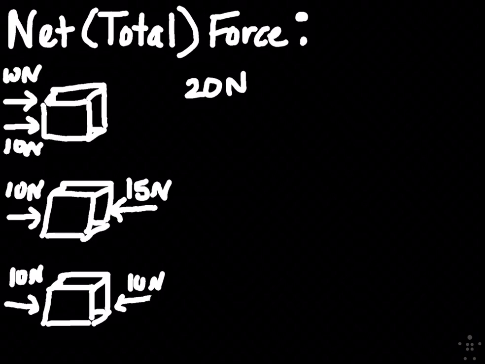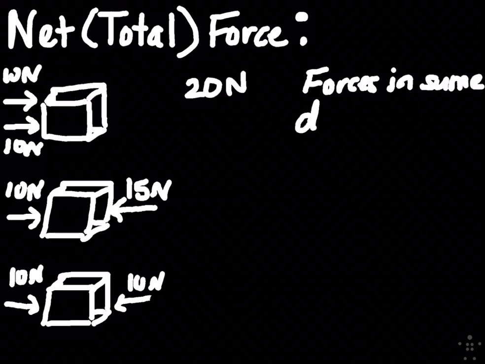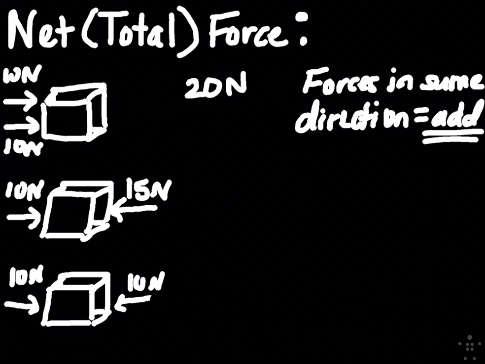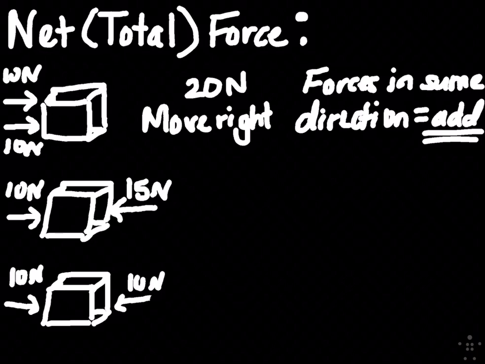And so that's exactly what you do. When forces are in the same direction, you simply add them together to get the total force. Makes total sense. And so in this situation, the box is actually going to move to the right. So this caused a change in position, a change in motion.